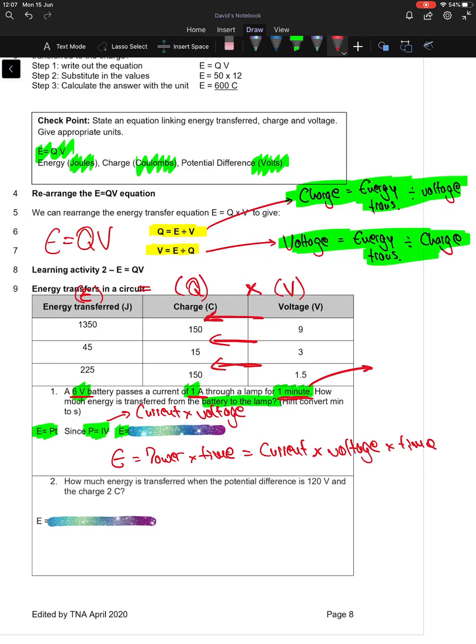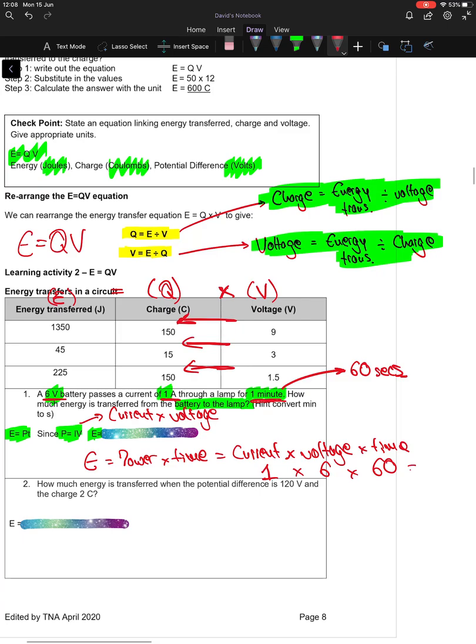We've got a voltage, we've got a current, we've got a time. But what we need to do to this, minutes is not a unit. Convert it to seconds, so that needs to become 60 seconds. So we end up with 1 times 6 times 60. Which gives us 360, and if it is energy, it's in joules.